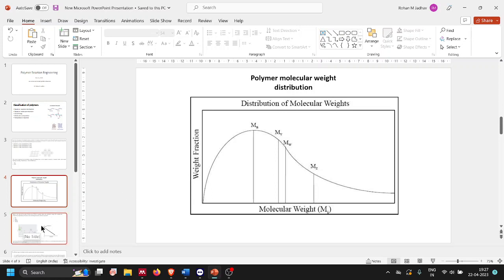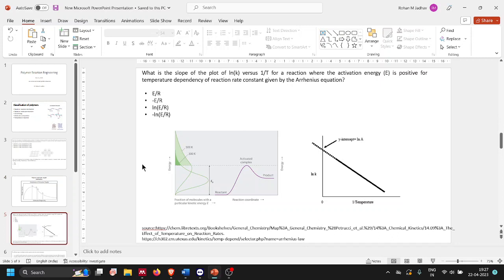Moving on to the next question. The next section will be defining some basics about chemical kinetics. We have: what is the slope of the plot of ln K versus 1 by T for a reaction where the activation energy is positive, for temperature dependency of reaction rate constant given by the Arrhenius equation?